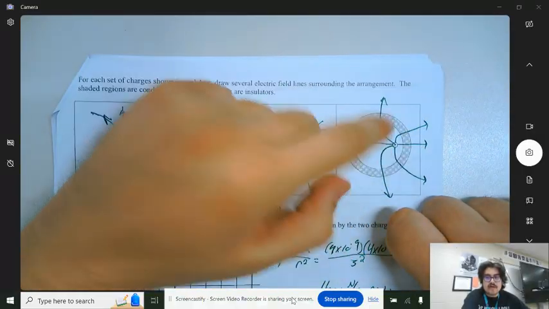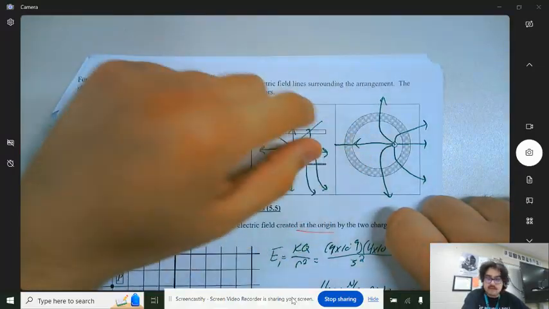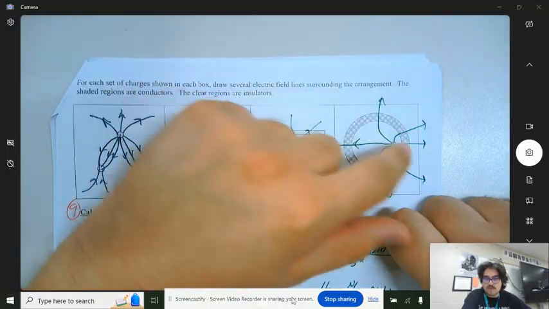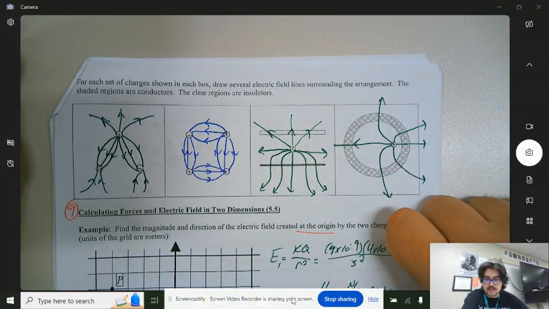It looks weird, but that's just kind of what it looks like. It would intersect, and there might be more lines, of course. They would all reorient themselves to intersect perpendicular with the conductor.